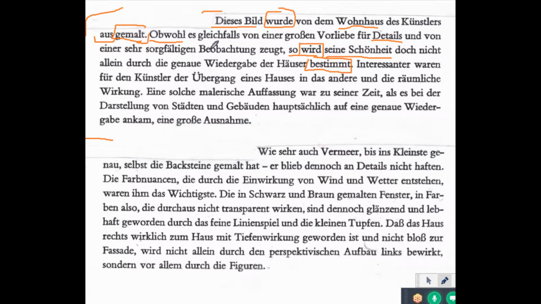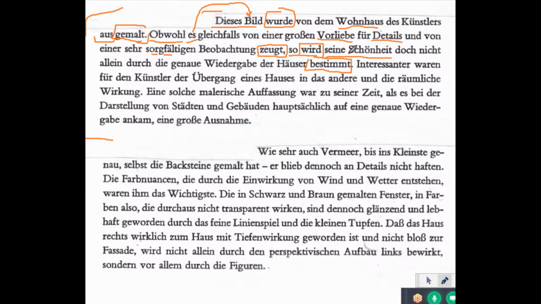So just going back a little ways. Obwohl means although, and where's the verb of that clause? At the end. So it's zeugt. This means is evidence for. So although it, what is the antecedent of it? Well, it would be some sort of neuter thing, so Bild. Yeah, good. Although it, the painting, similarly or as well, is evidence of a, and then Vorliebe is a preference for or a predilection. So although the painting demonstrates a predilection, a great preference for details, and also is evidence of a very, and this is an adjective, a very careful observation.